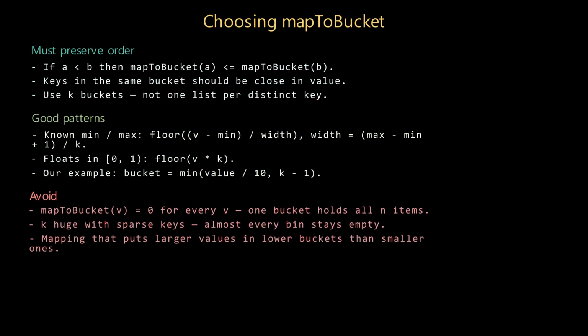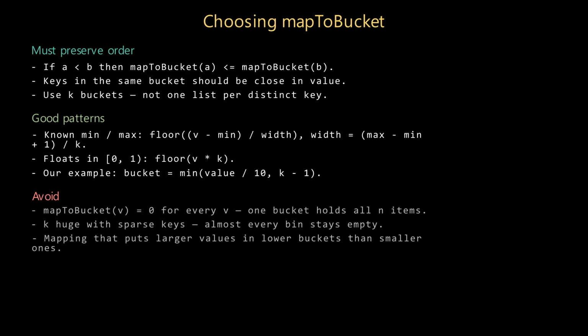Map to bucket is the main design choice. Smaller keys must land in lower bucket IDs, gather only concatenates buckets, it does not repair global order. No min and max, pick k bins, and split the range into equal width buckets. Our integers use bucket equals min of value divided by 10 and the last bin index. Floats in 0 to 1 often use floor of value times k. Avoid sending every item to one bucket, using enormous k on sparse keys, or any mapping that breaks sorted order across bins.